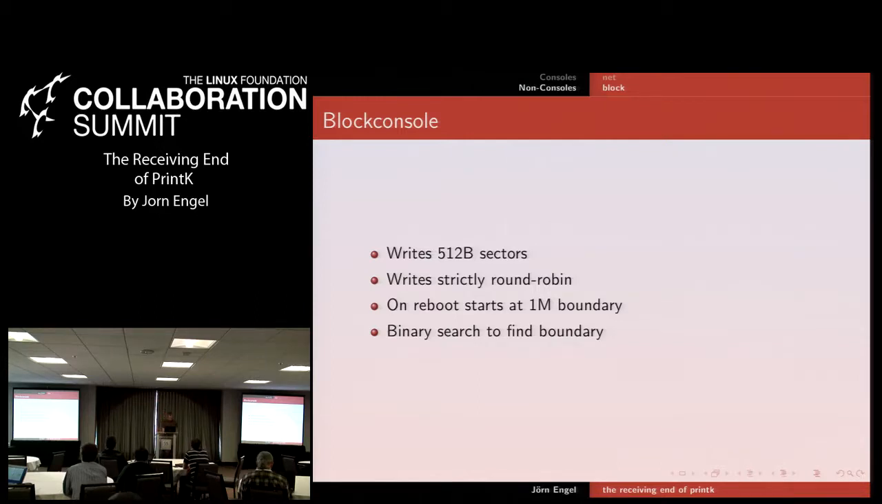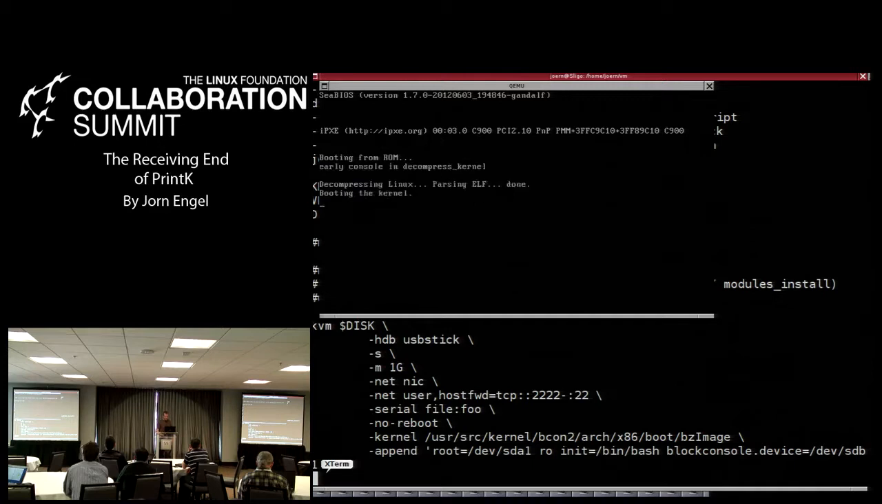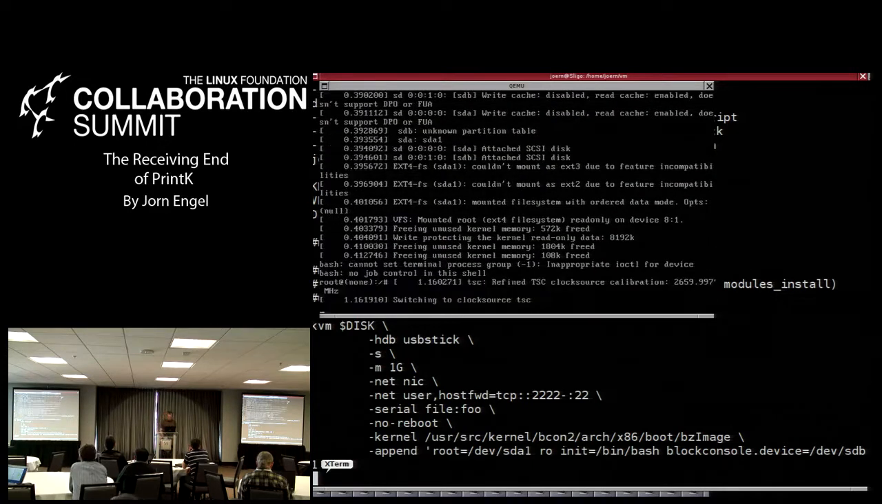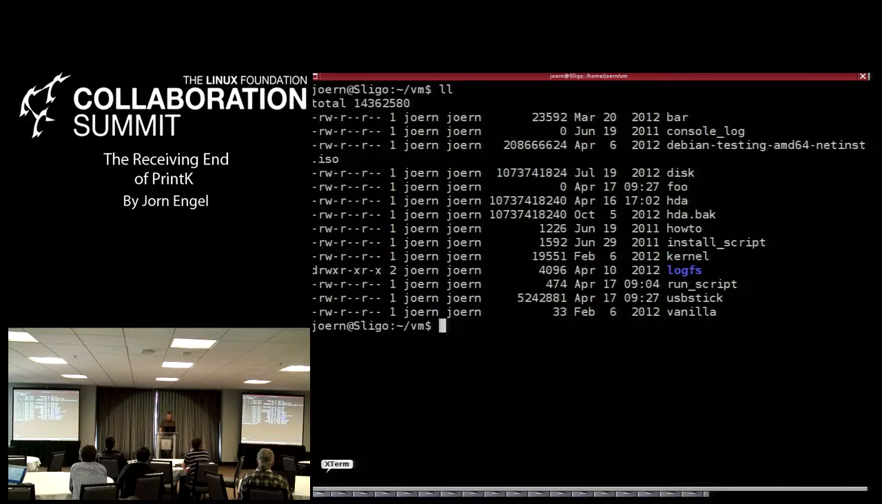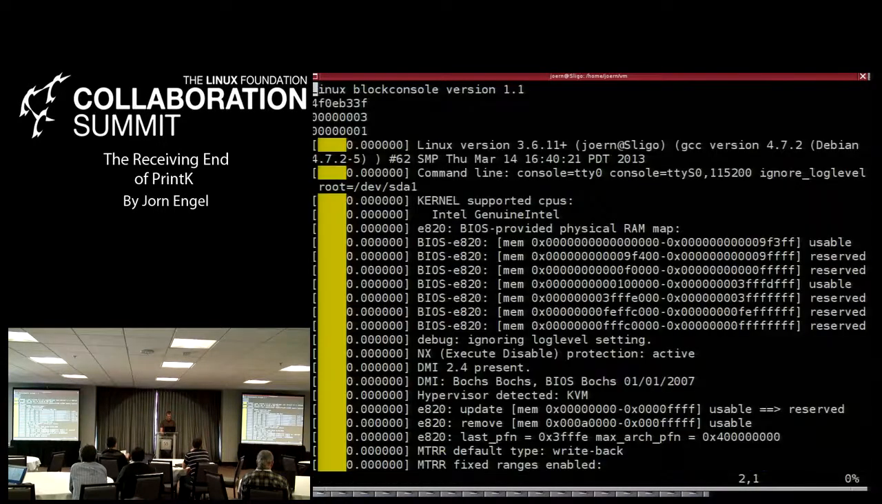And that actually, like netconsole, I can demonstrate. This is a small VM I have set up. It's KVM, and it boots. If you take a look at the config string, it has somewhere block console, a device that I pass in, which happens to be a USB stick. And if we simply open that up in a text editor, something weird happens. Okay, that is not.